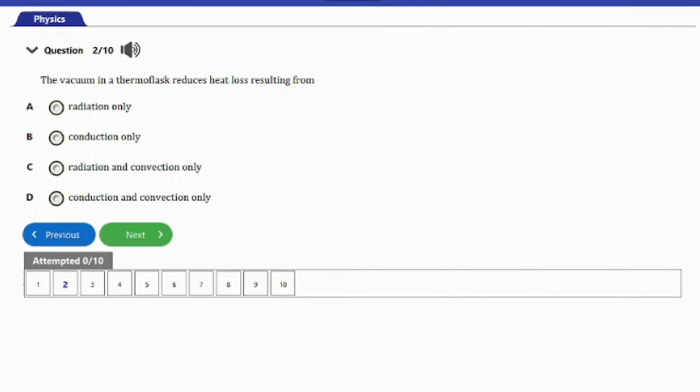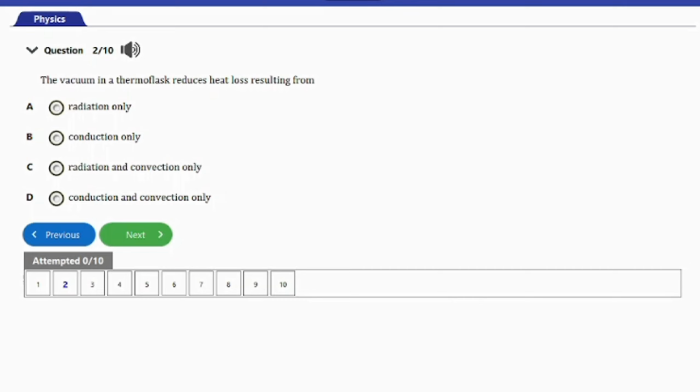It says, the vacuum in a thermal flask reduces heat loss resulting from A, radiation only, B, conduction only, C, radiation and convection only, D, conduction and convection only. So guys, the answer to this question is option D here, conduction and convection only. So guys, the vacuum in a thermal flask reduces heat loss by conduction and convection only, because these are the two processes of heat loss that actually require a material medium for their propagation.